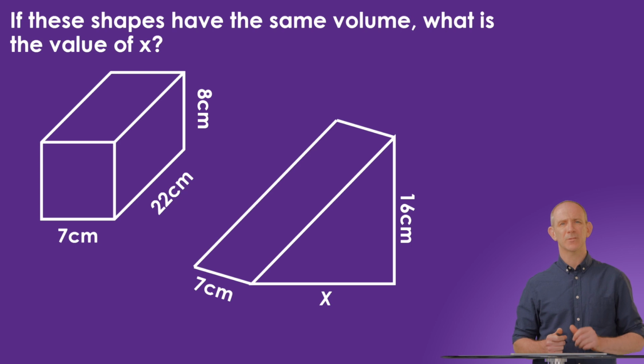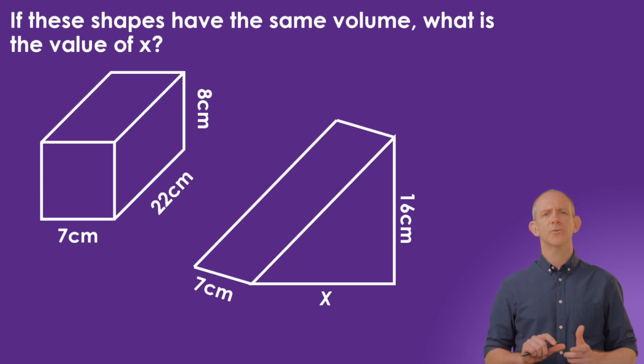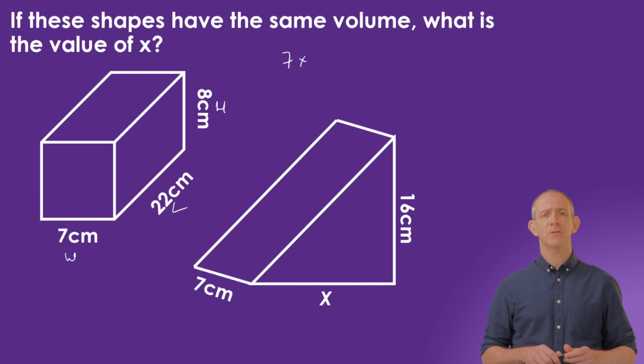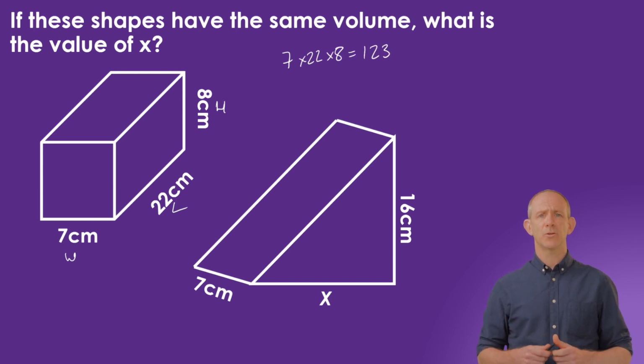Here we've got an exam style question. We've been told that both of these shapes have the same volume, and we're asked to calculate the value of the variable x, which is at the bottom of the triangular faced prism. First, let's calculate the volume of the cuboid, and we can label these with width, length and height, and then calculate the volume to be 7 times 22 times 8, which equals 1232 centimeters cubed.